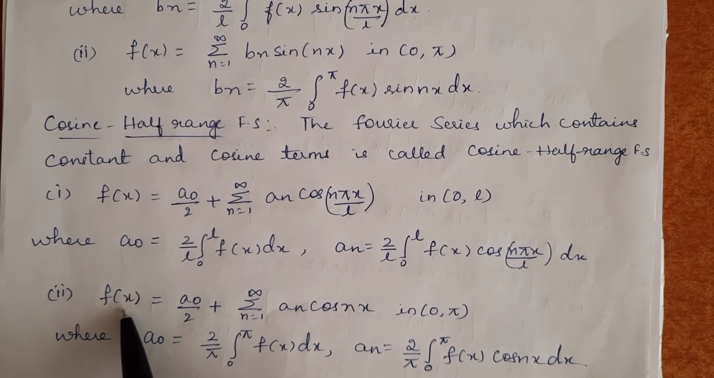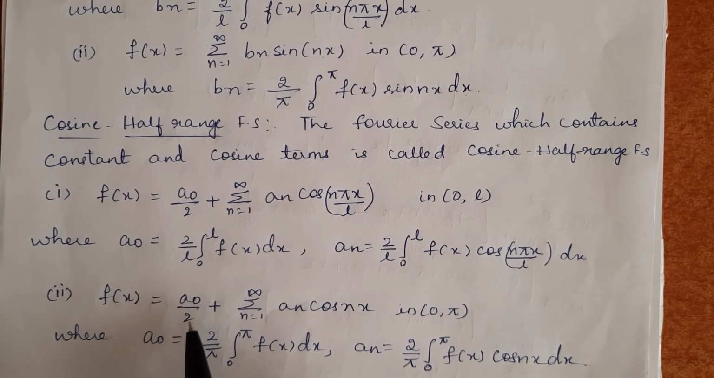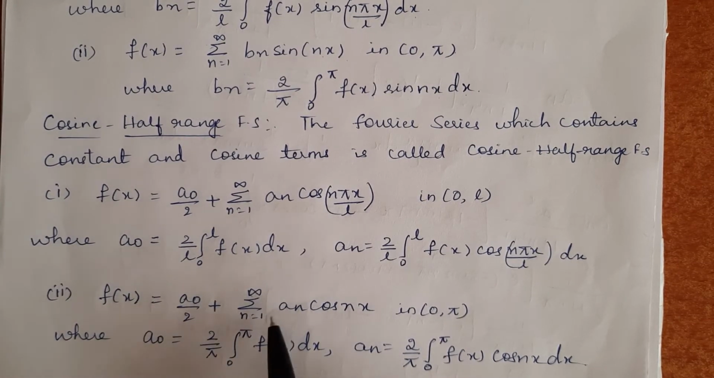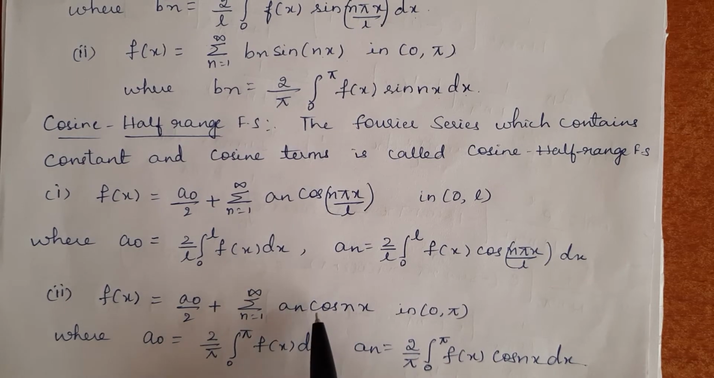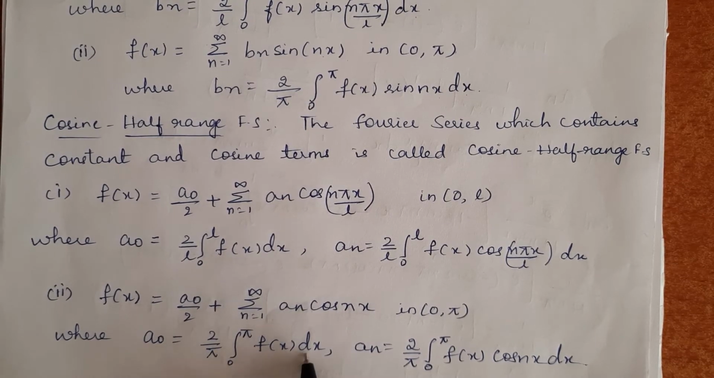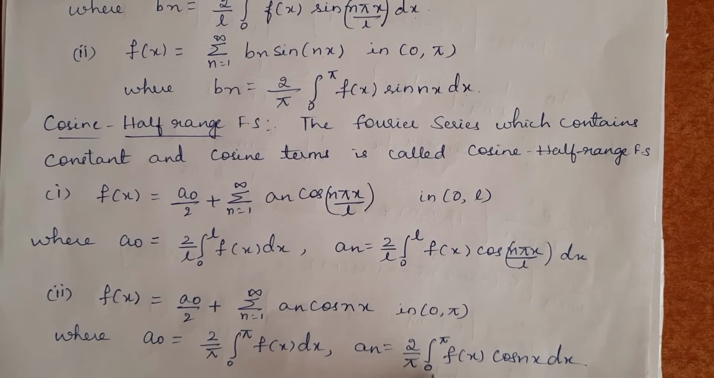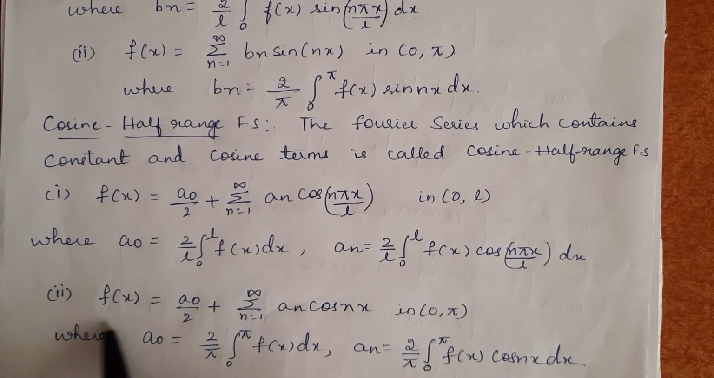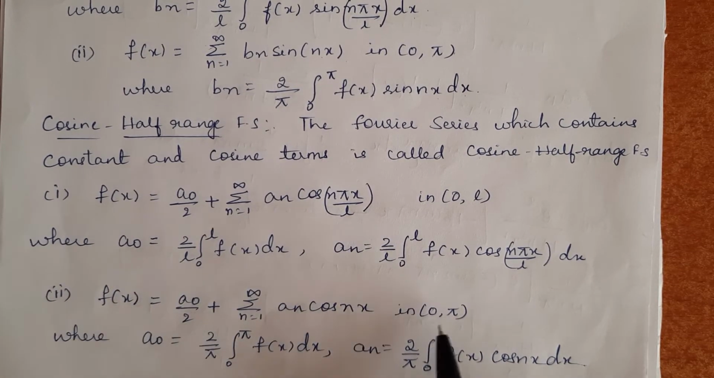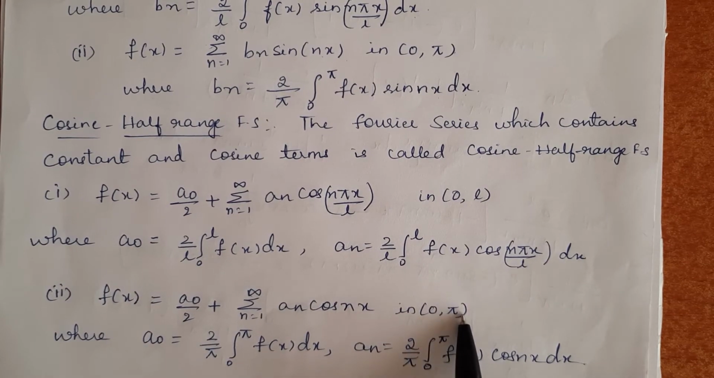Similarly, f of x equals a naught by 2 plus summation n equals 1 to infinity an cos nx, where a naught is 2 by pi integral between 0 to pi f of x dx, and an is 2 by pi integral between 0 to pi f of x cos nx dx. This is the cosine half range Fourier series in the interval 0 to pi.